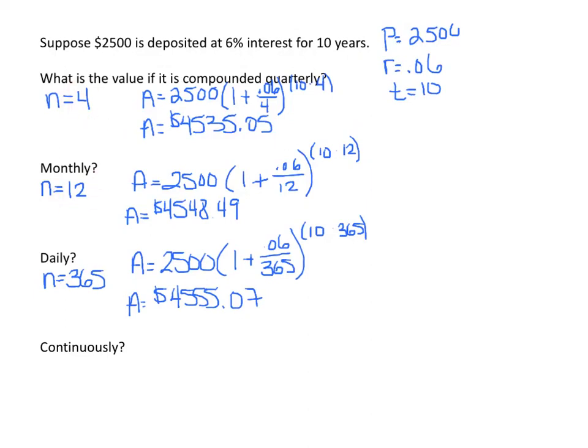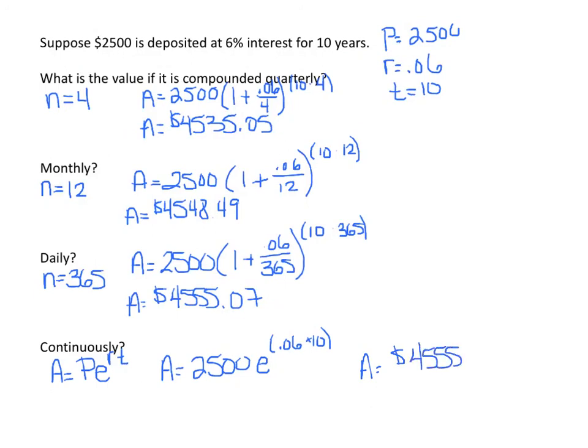Now let's look at continuous compounding. So this one, remember, is a little bit different because the equation is A is equal to P e to the power of rt, so e to the power of 0.06 times 10. In this case, the value of the account is really not a very significant change at all. It's actually less than a quarter difference.